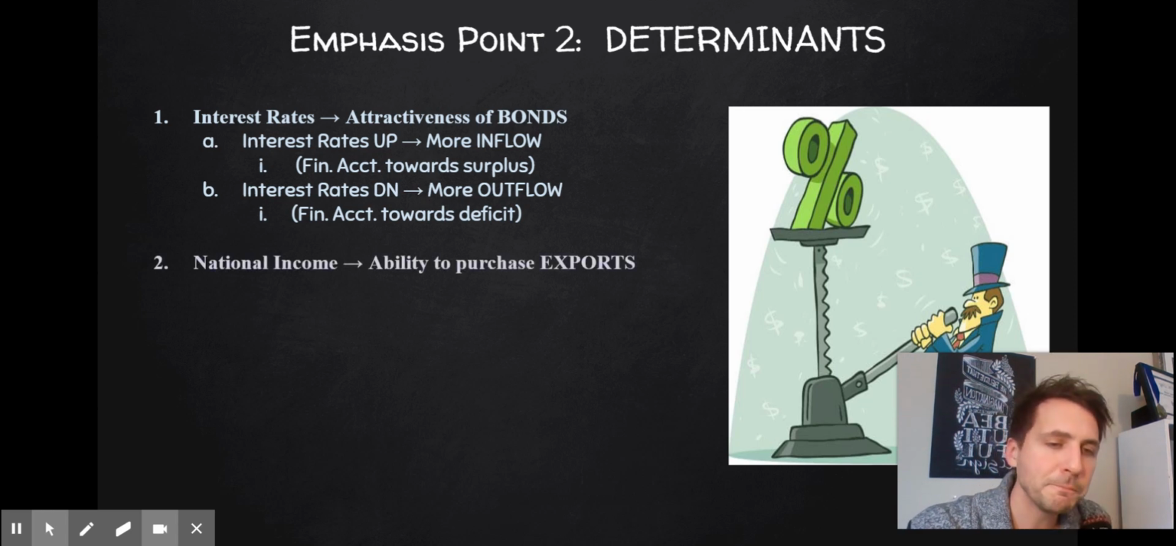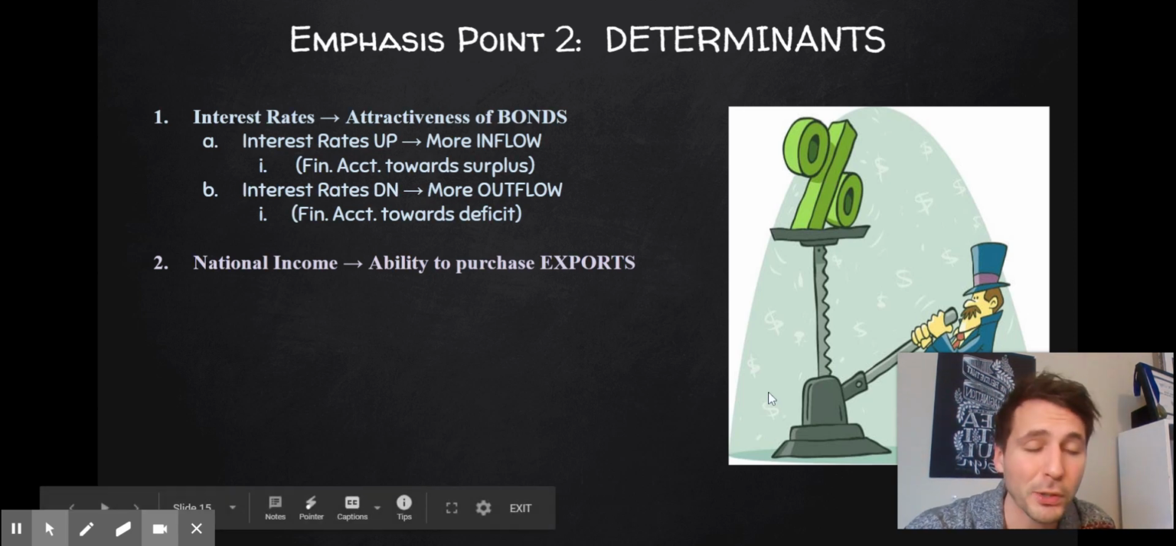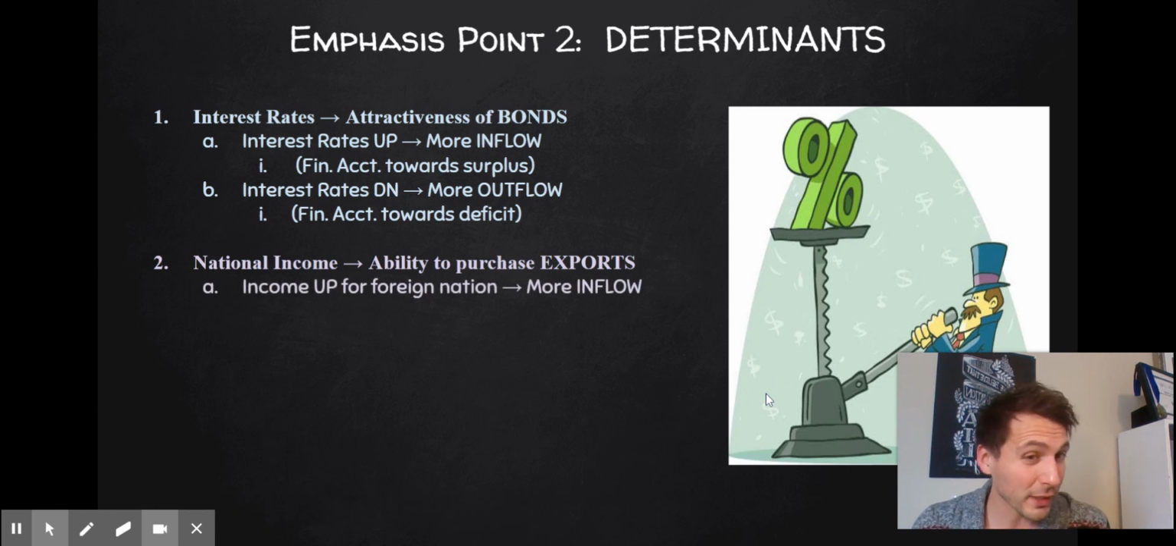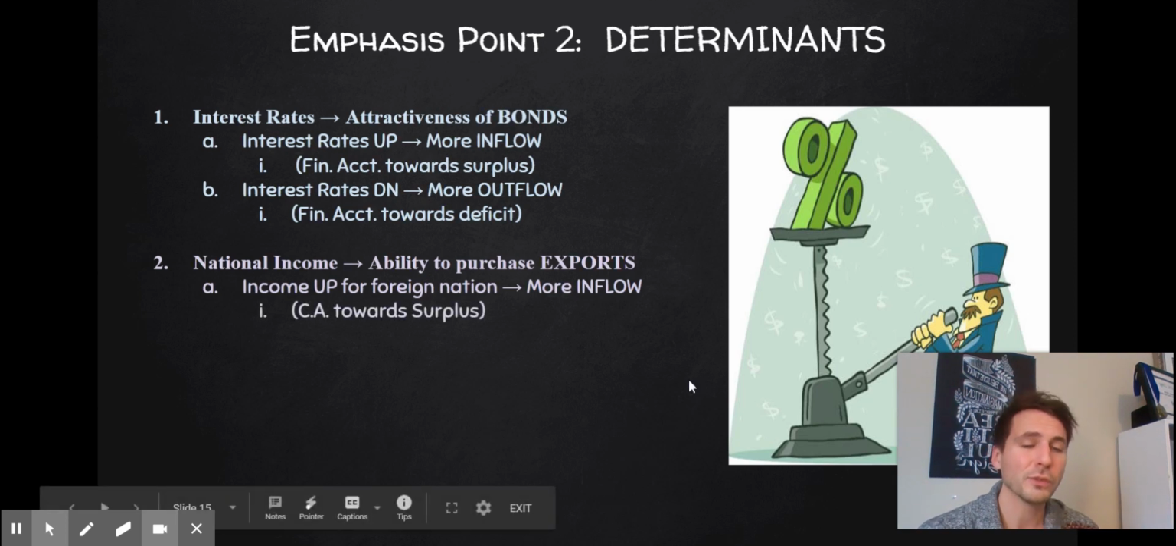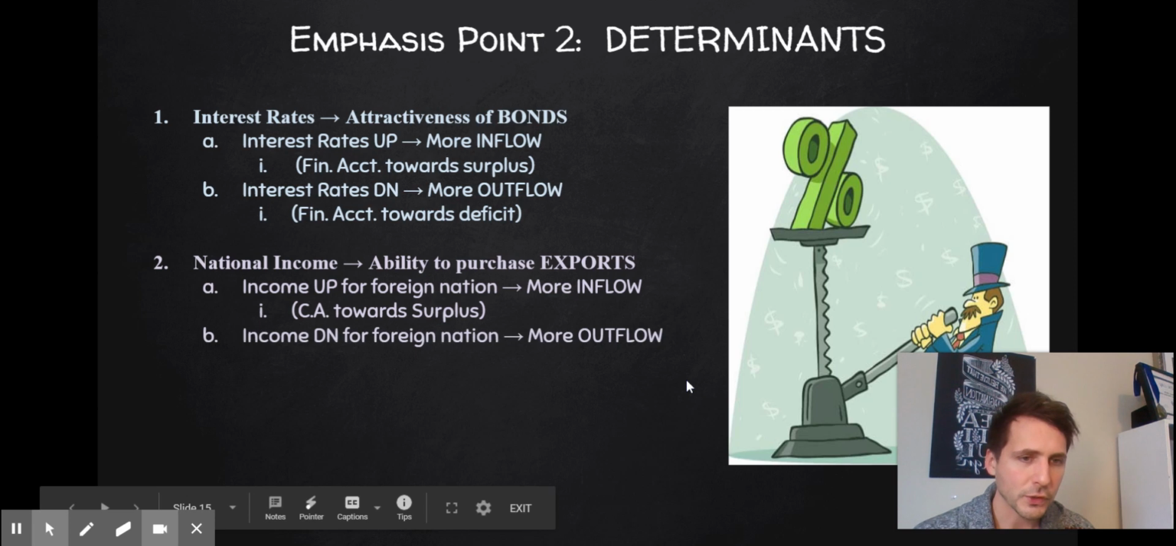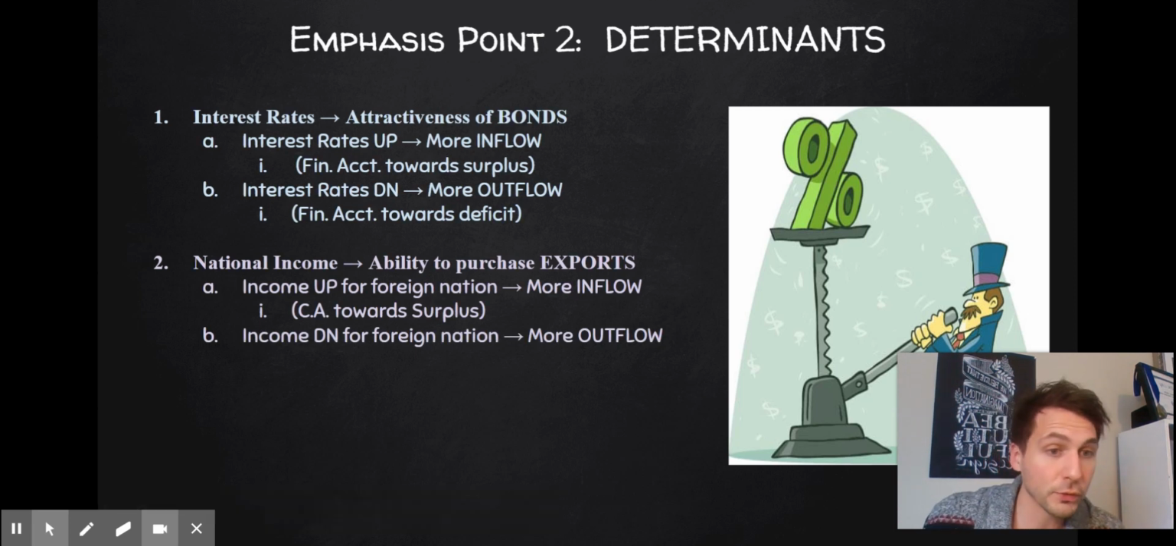Okay, national income is the second determinant. It impacts the foreign nation's ability to purchase our exports. So again, there's going to be a direct relationship, but instead of the financial account, it's going to be our balance of trade, which is in our current account. If the income goes up for a foreign nation, they're going to buy more of everything, including US exports. When they buy our exports, money flows into the United States, and it moves our current account towards a surplus.